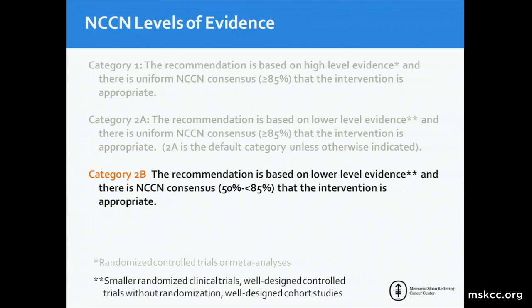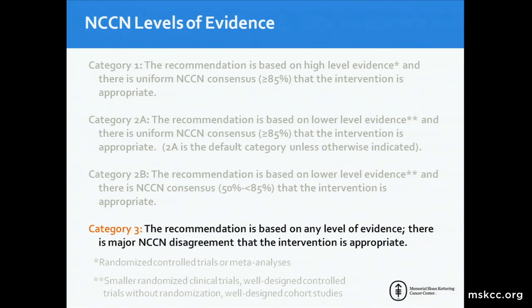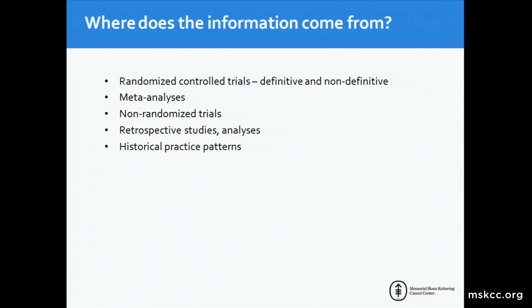Category 2B is when half to 85% agree that an intervention is appropriate. And category 3 is based on any level of evidence, but there's major disagreement within the panel whether it should be done, but there are at least 3 institutions who say this is what we do. So obviously we're going to take data from randomized trials, meta-analyses, non-randomized trials, retrospective studies, and historical practice patterns.